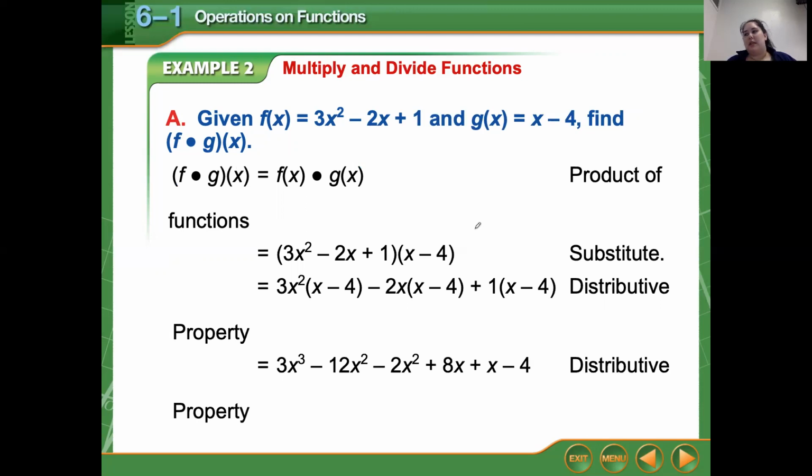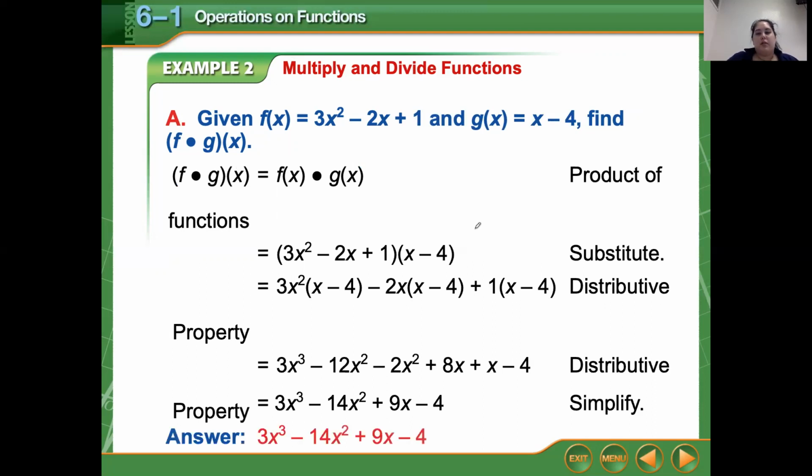So when we multiply everything together, we're going to get 3x cubed minus 12x squared minus 2x squared plus 8x plus x minus 4. And when we combine like terms, we get 3x cubed minus 14x squared plus 9x minus 4.